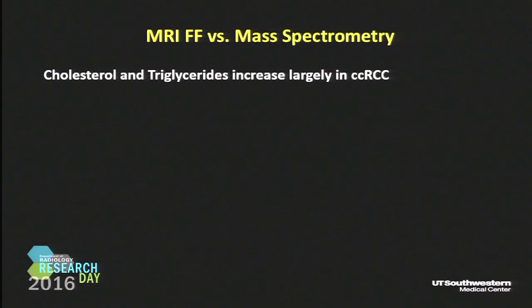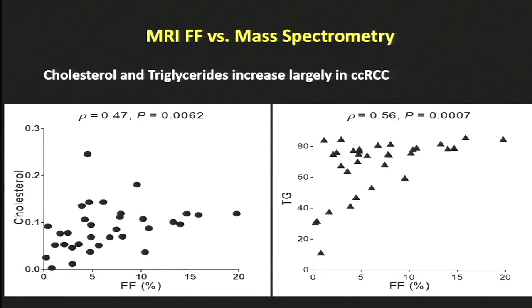From mass spectrometry, the amount of cholesterol and triglycerides in tumor samples was largely increased compared to their amount in normal kidney. The Spearman correlation showed that the in vivo fat fraction measurements significantly correlated with cholesterol and the triglycerides.